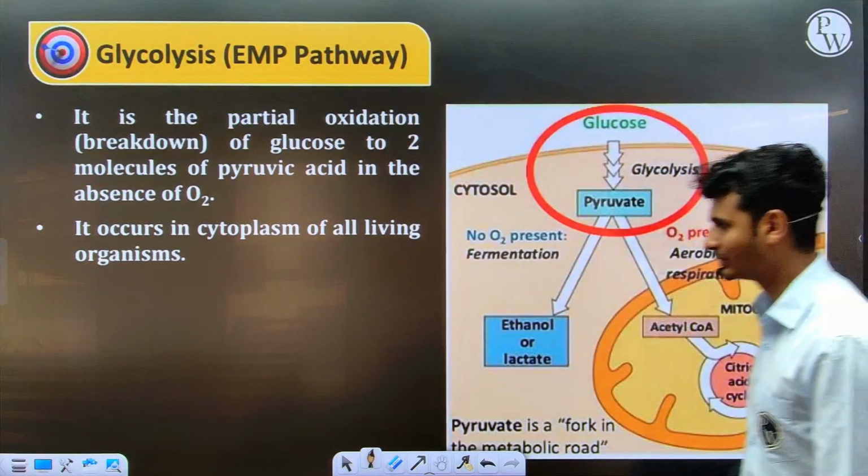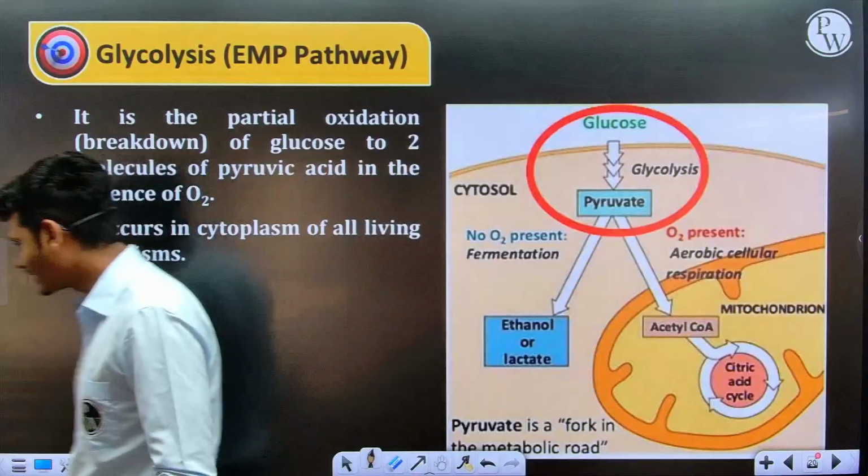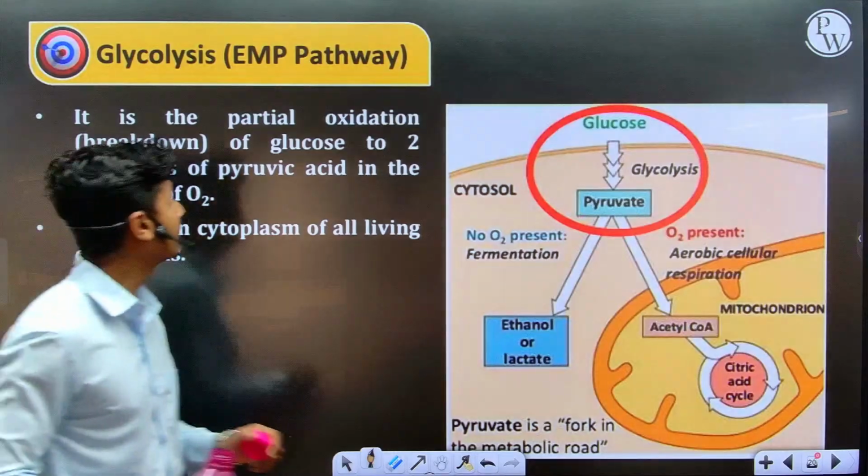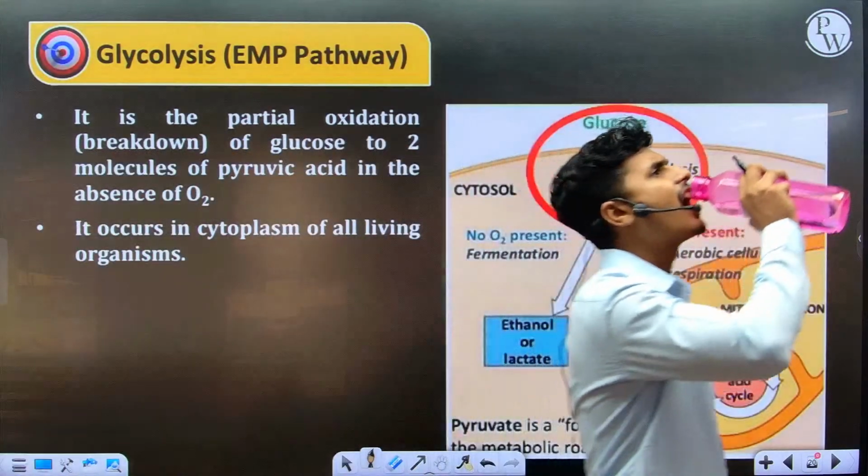Now, I hope the first half is done. We are moving towards the second half. That is glycolysis.